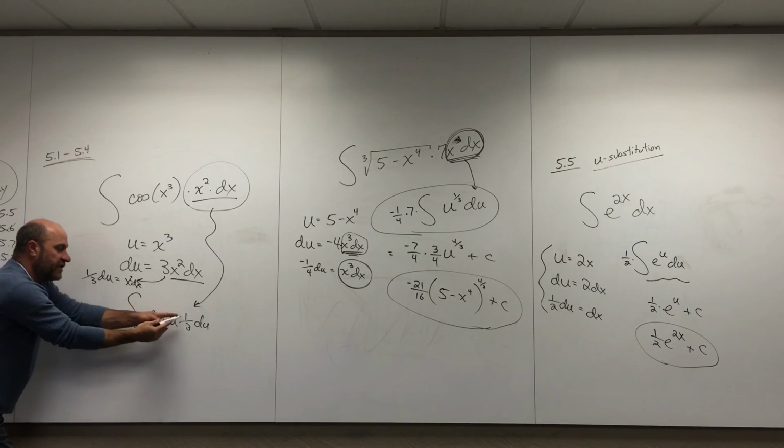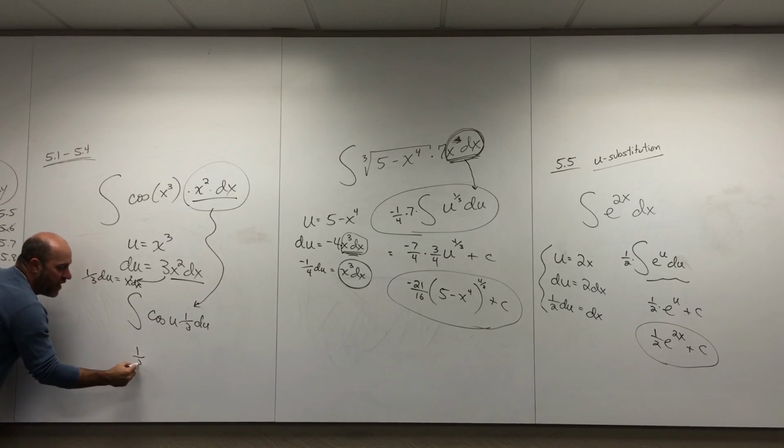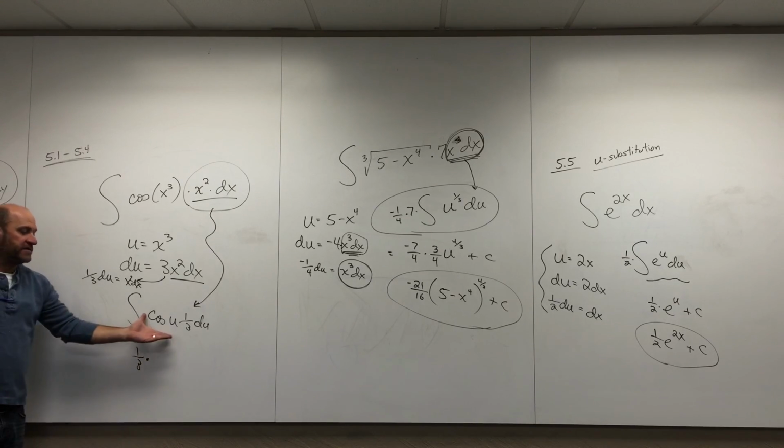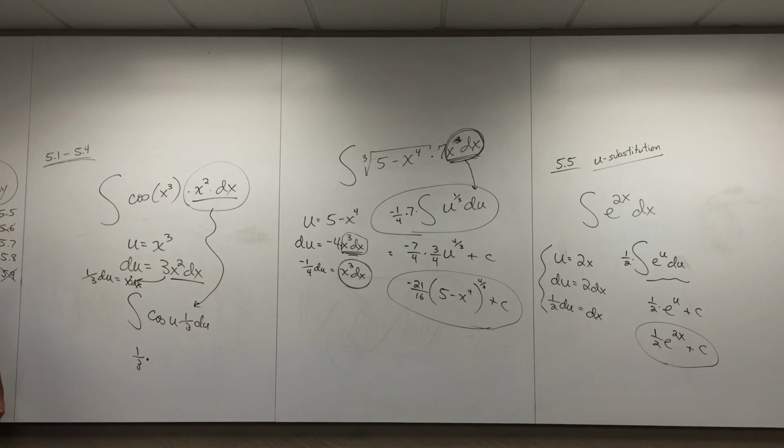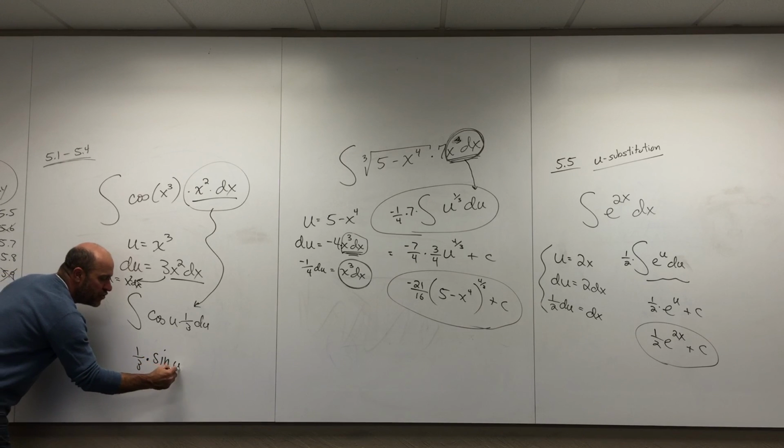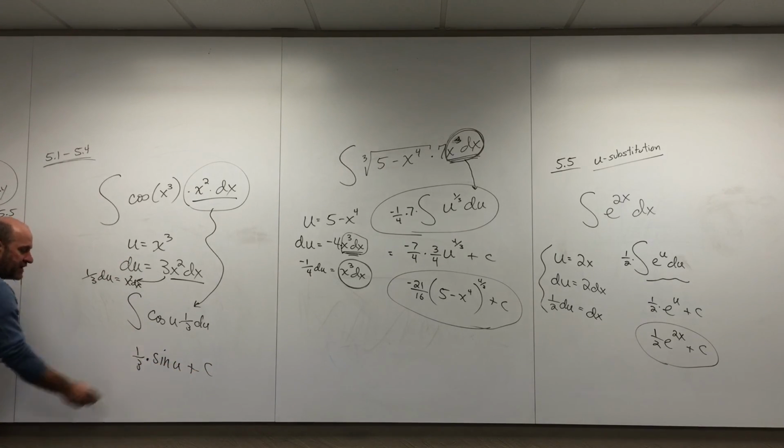The 1/3 is a multiplied constant. I pull it out front, and now all I have to do is integrate cosine. How do you integrate cosine? Sine. So it's sine u plus c. But you don't leave your answer in u. You put your x in there. What was u? X cubed. Thank you very much.